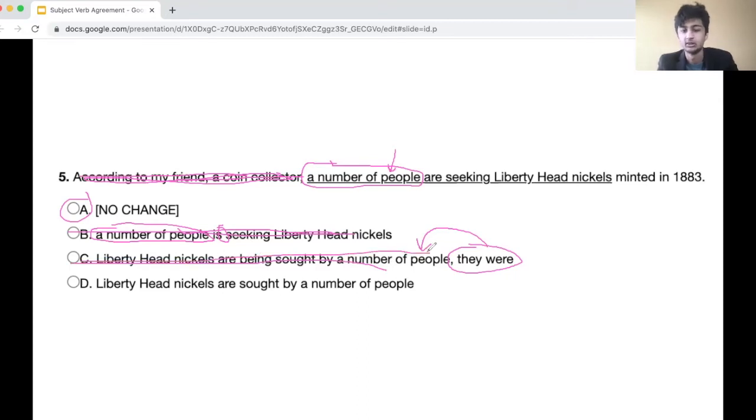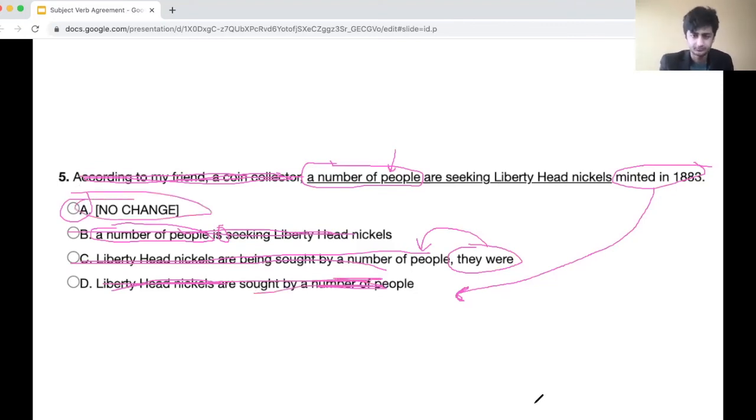Finally, the last one, Liberty Head nickels are sought by a number of people, minted in 1883. Don't forget this. It's almost as if we're slapping this onto here, and that doesn't make too much sense to me. Once again, it's saying the people are minted in 1883. People don't get minted. It wouldn't make sense, making D awkward and confusing, making A the correct answer.